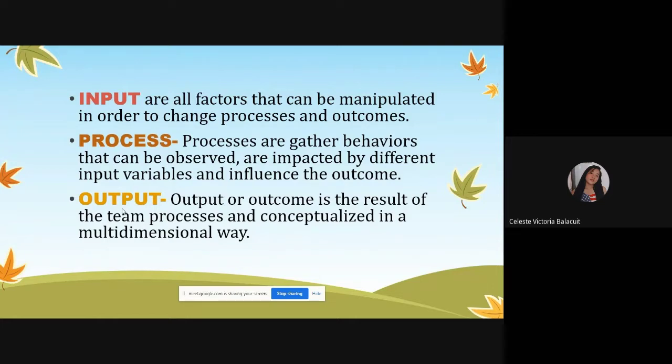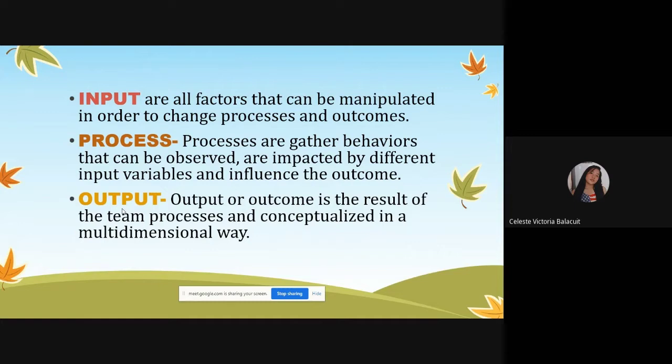So first, what is input? Inputs are all factors that can be manipulated in order to change processes and outcomes. It means a capture of data from the user, and also the process of accepting data or information. Like for example, labor, fuel, raw materials, equipment, time, and money.